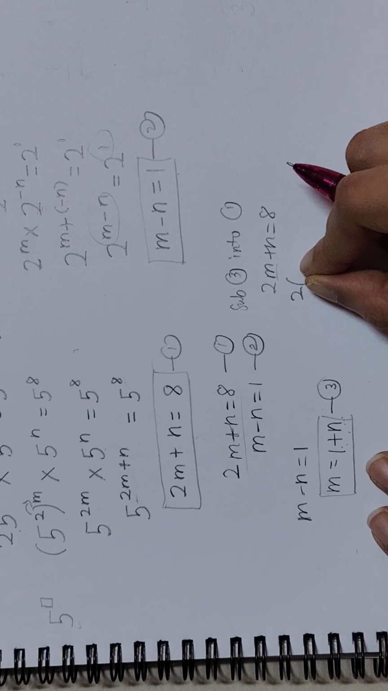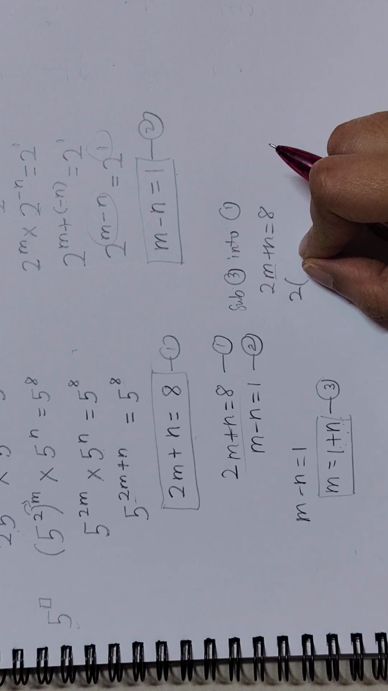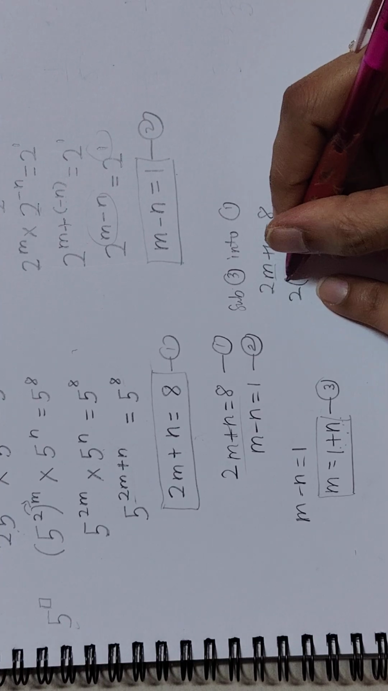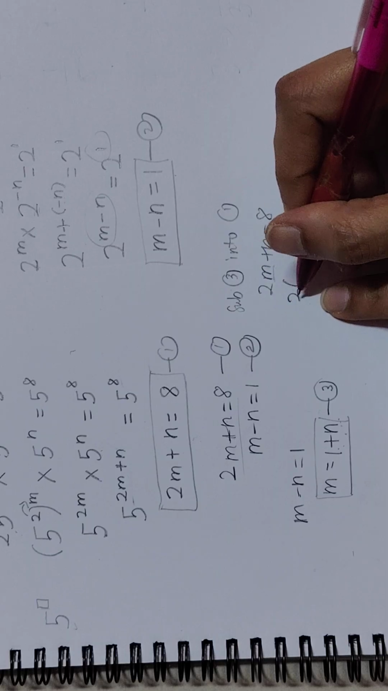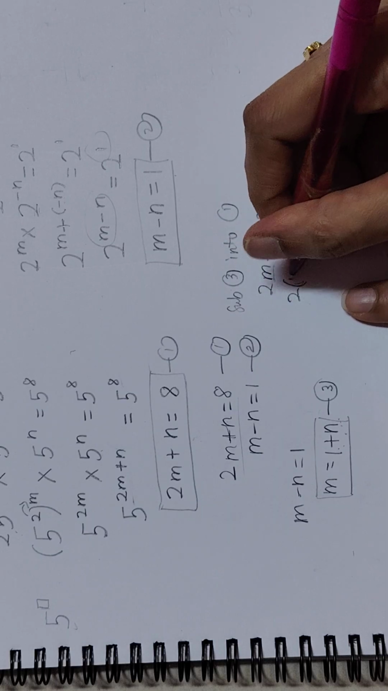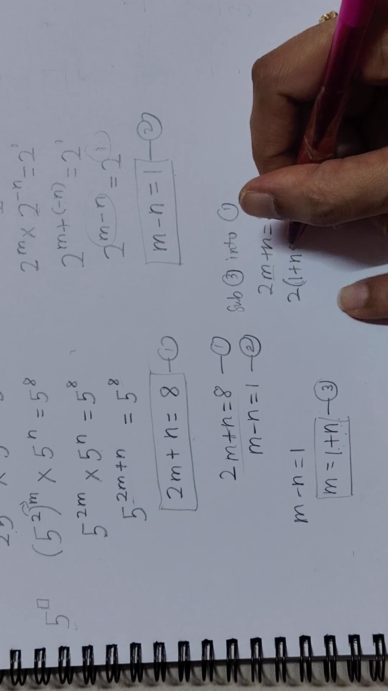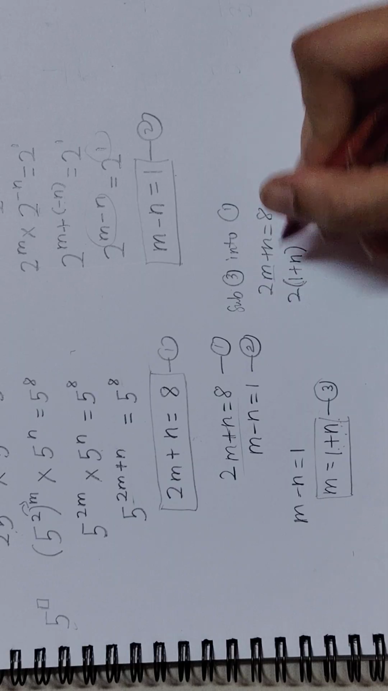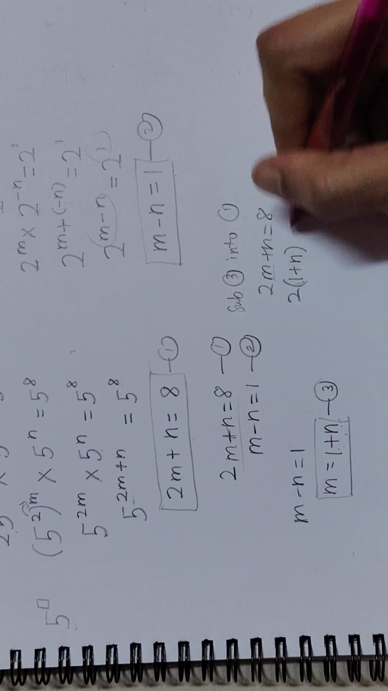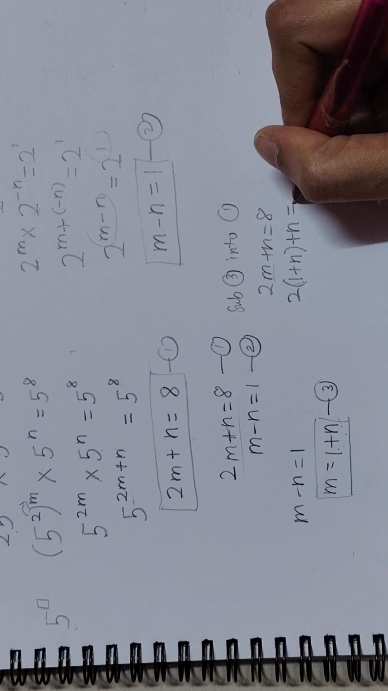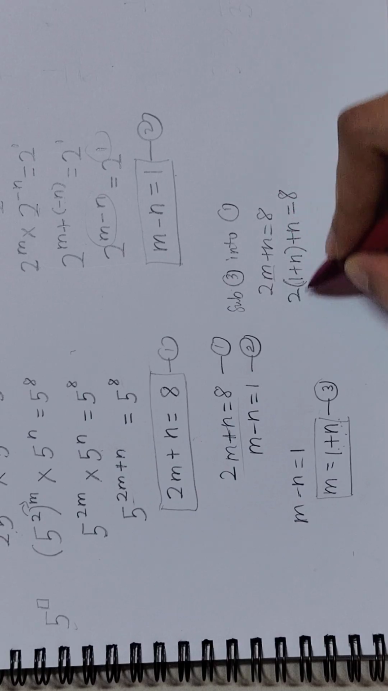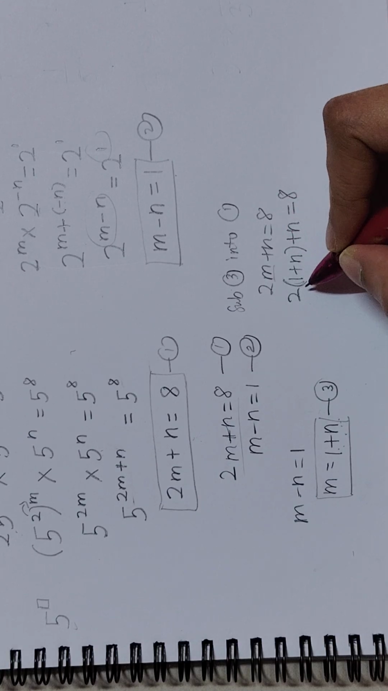Ganti ke dalam yang ini. So remember, whenever you substitute, always remember to put a bracket. So just put 2, bracket, 1 plus n. Close the bracket. You already ganti, right? Okay. And then plus n, put plus n, equals to 8.